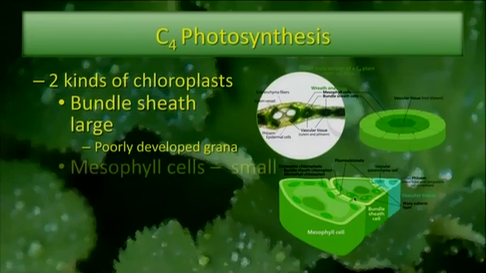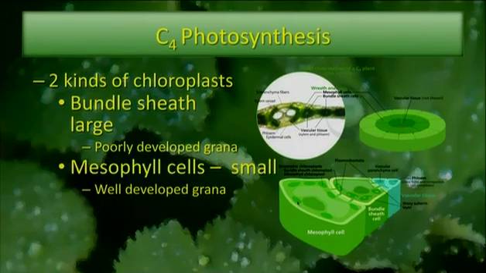And then you have other kinds of chloroplasts in the mesophyll cells. So here's the mesophyll cells, and these chloroplasts are small, and they have well-developed grana. So the light reactions happen a lot in the mesophyll cells, of course.